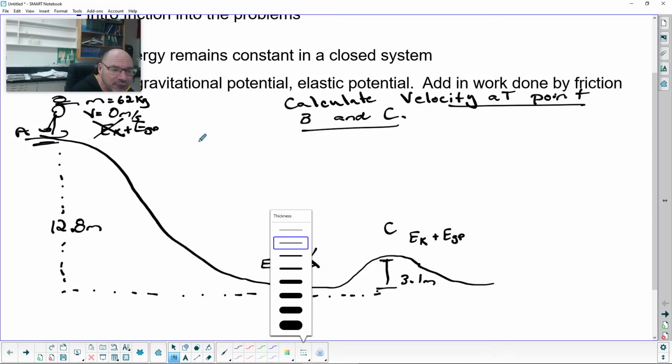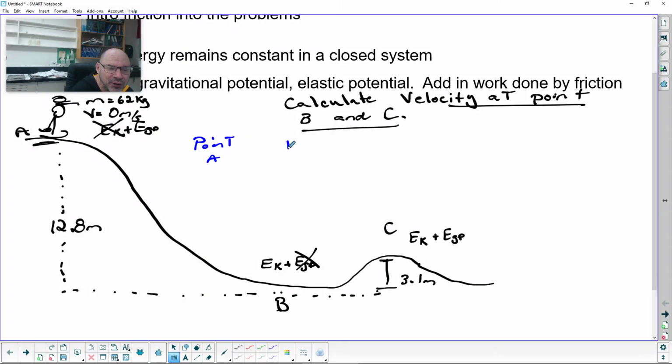So point B. We'll have point A here and point B here. Okay, so we don't have any kinetic energy at point A, so that's just gravitational energy, equaling, at point B, we don't have any gravitational energy because it's right along the ground. So this is one like we did before. So this would be like kinetic energy.